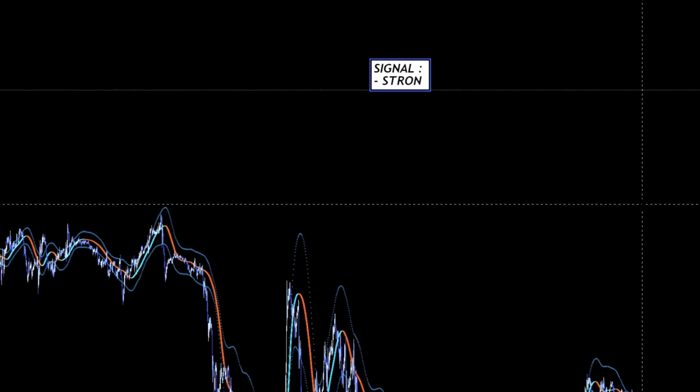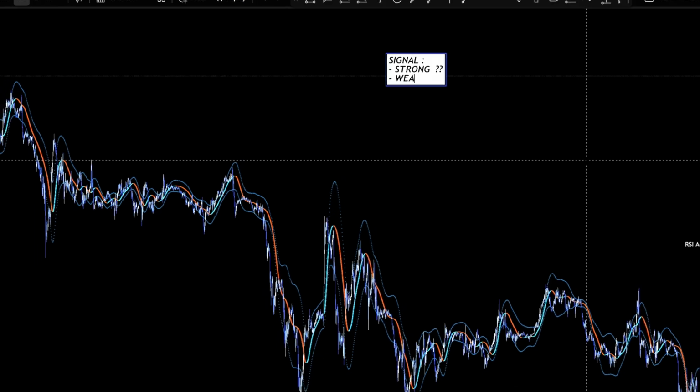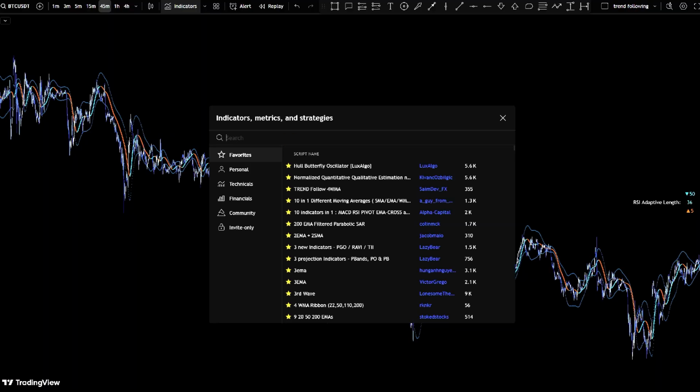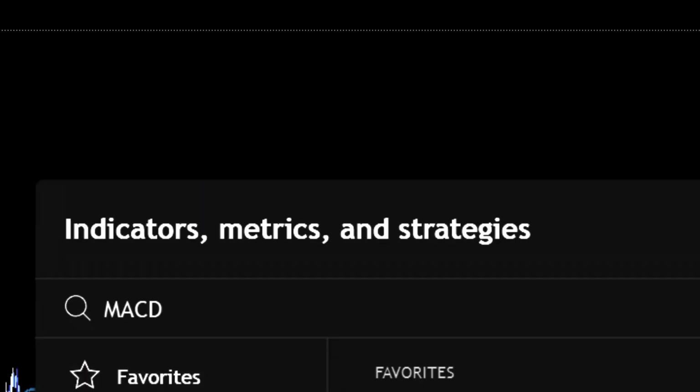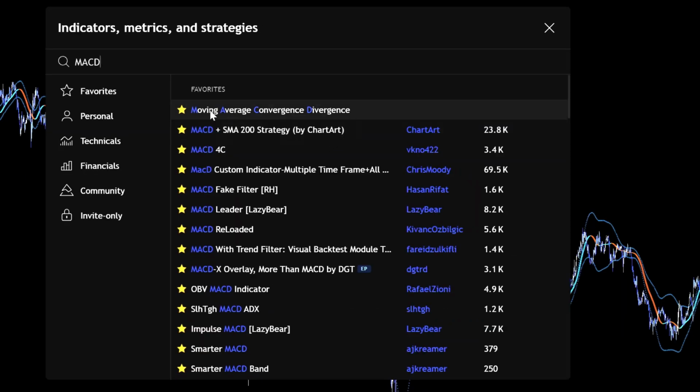We need to know if the signal is actually strong. That's where our filter comes in. Now we're gonna add a MACD indicator. But hold on, we have to set it up in a very specific way. This isn't for finding crossovers or typical MACD signals. We're building a unique tool that tells us what the real dominant trend of the market is.